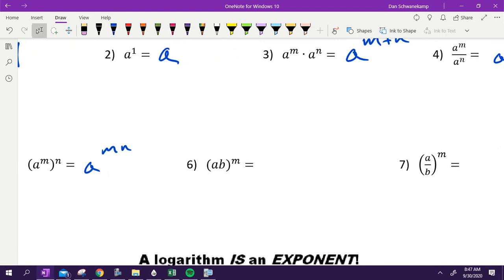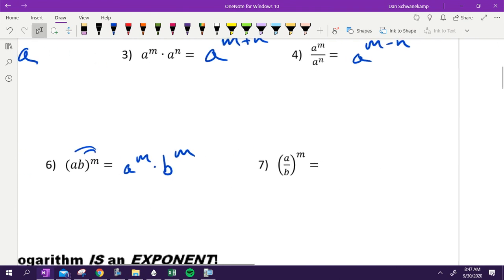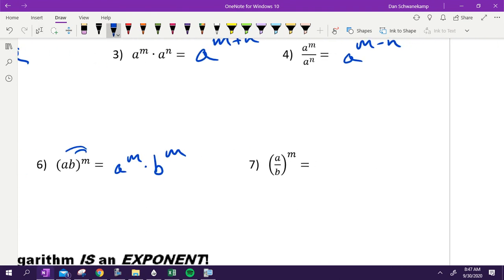a b to the m. Everybody got an idea on that? Max? A to the m times b to the m. Good. Both things get the exponent there. And then number 7, a over b to the m. Sophia, what do you think on that one? A to the m over b to the m. Yep. Those are properties of exponents.